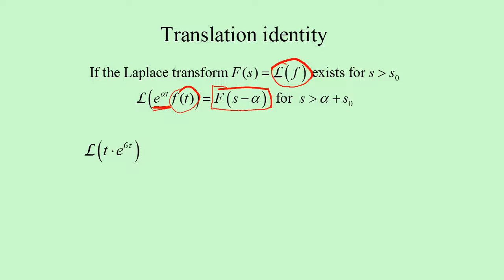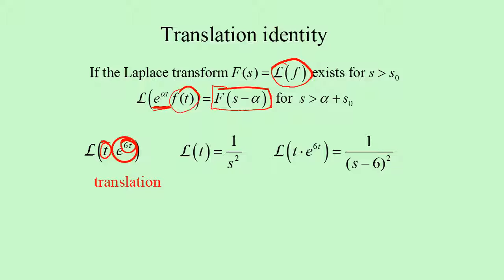Okay, and I'll show you how that works. Here we have the function t and what we call the translation, which is e to the 6t. So we simply take the Laplace transform of t, which is 1 over s squared, and we replace the s with s minus 6. So there you have it, the translation identity.